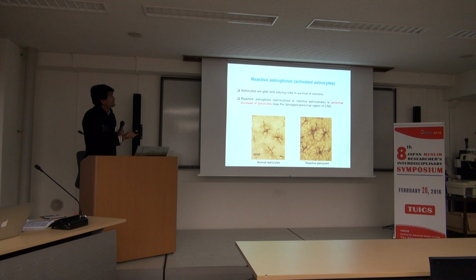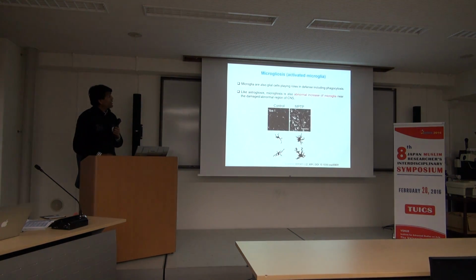So in my talk, I would like to discuss reactive astrogliosis. The astrocyte is a very common cell in the nervous system. It is a glial cell, and when there is any abnormality in the brain, it proliferates, which is known as reactive astrogliosis. Microglia are also glial cells, and when there is an abnormality, microglia also proliferate and try to defend, including by phagocytosis. The most important phenomenon about microgliosis is that this is the normal resting microglia, but this is the active microglia, which is very large in volume and also has more processes.